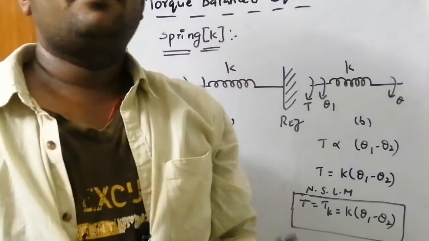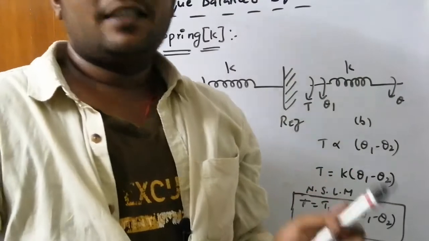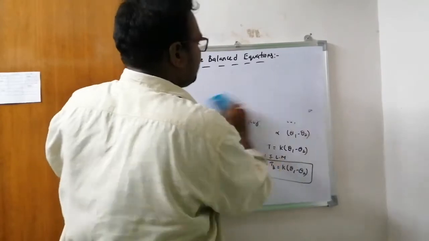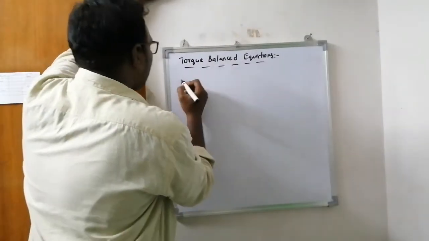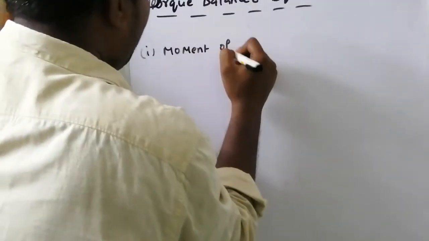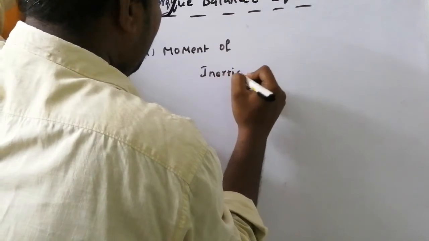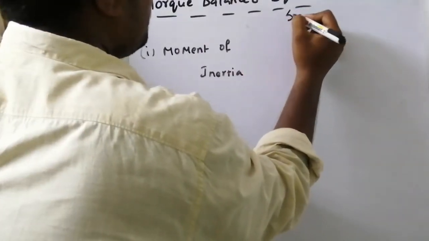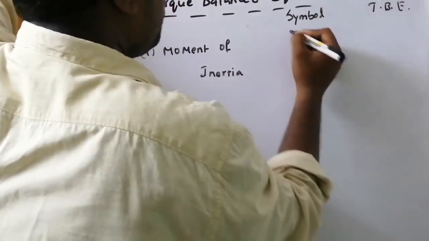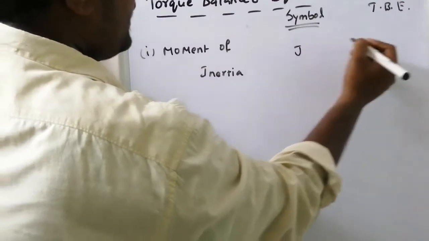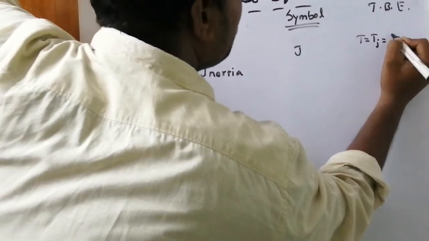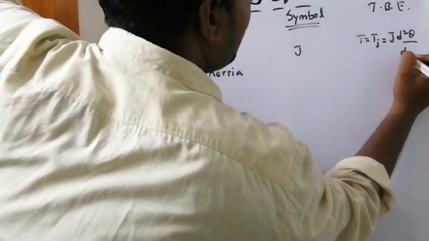Finally, we are going to write all the torque balance equations in order. Here the three elements are: moment of inertia, with symbol J, and the torque balance equation T is equal to TJ, which is equal to J into d square theta by dt square.